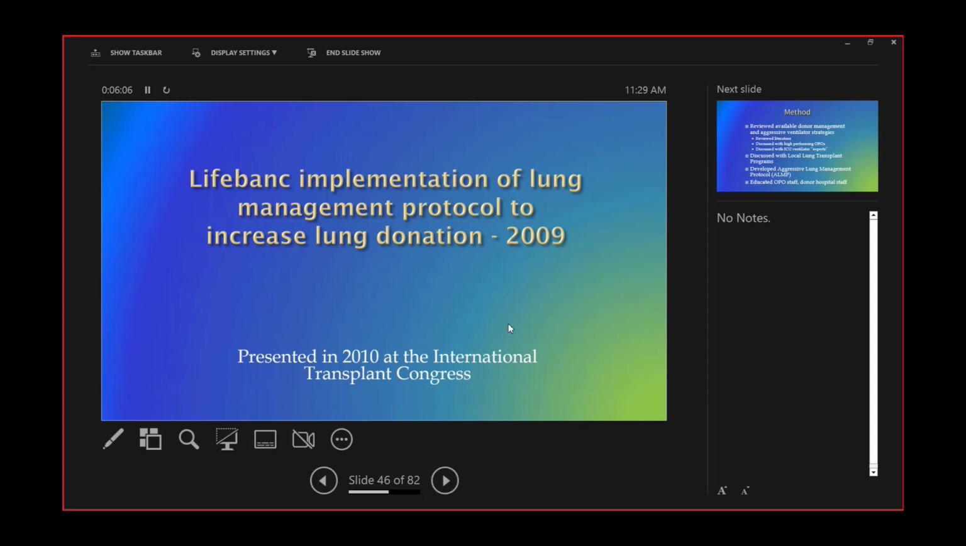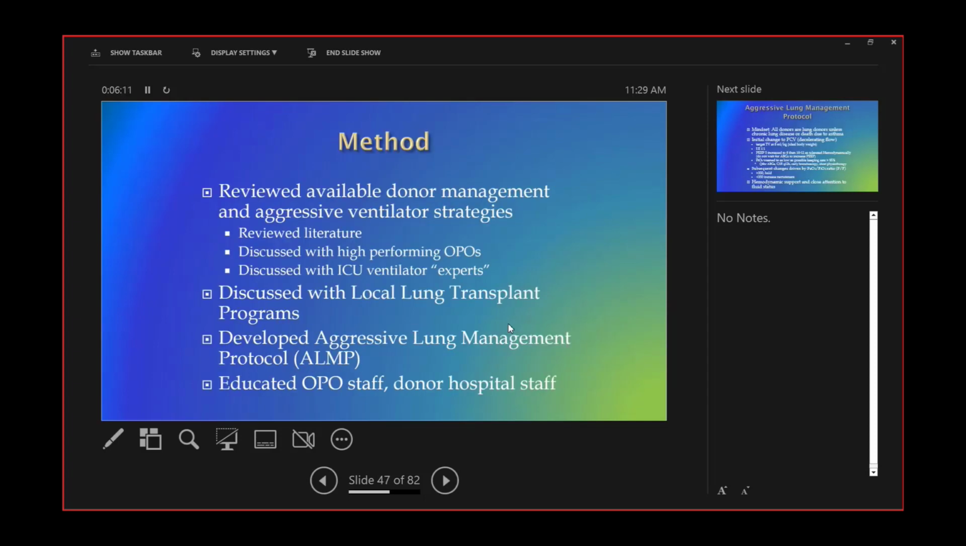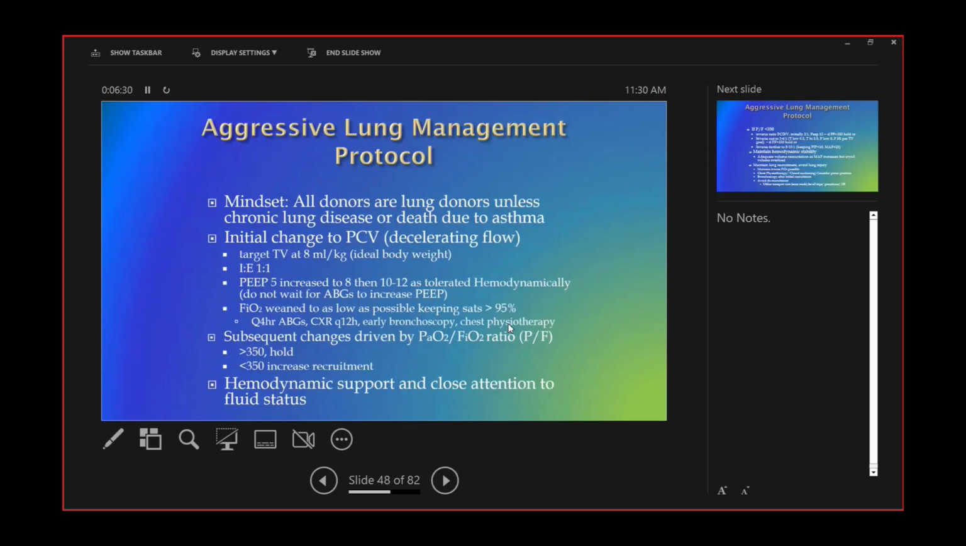Okay. All right, so this is what we did at LifeBank in 2009. We implemented a lung donor management protocol. We reviewed everything we were doing. We looked at our own numbers. We reviewed the literature. We talked with high-performing OPOs, and we tried to figure out what we wanted to do. We talked with some ventilator experts. Then we talked to our local lung transplant program, and we developed this aggressive lung management protocol. And then we educated everybody as to what we were going to do. Our mindset was all donors were lung donors unless they had chronic lung disease or they died secondary to an asthma attack.